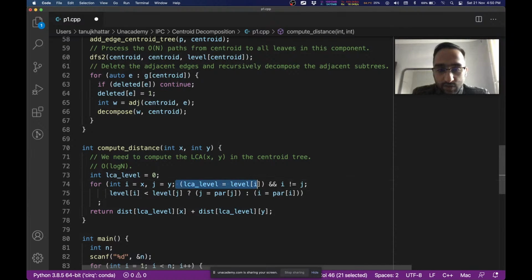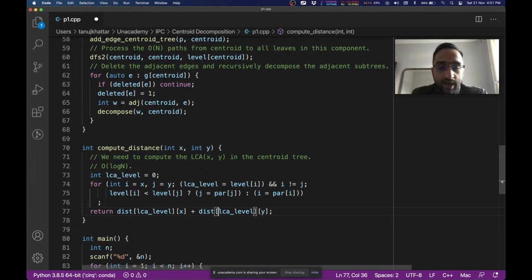I'm just doing LCA of level is equal to level of I because I will eventually become LCA. So I have the level of LCA instead of the actual node because I don't need the node. That is the reason I computed the disk sizes, because I don't need the node number. All I need is the level.